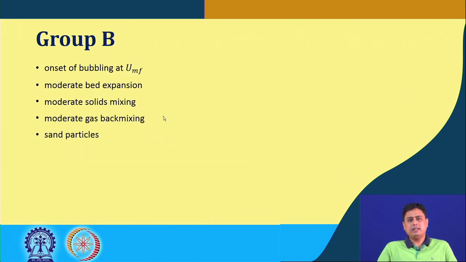In group B particles, at minimum fluidization velocity, we have onset of bubbling because there is no window for the non-bubbling fluidization. We have moderate bed expansion, relatively lesser than the group A particles, relatively lesser mixing of solids as well as lesser gas mixing than the group A particles. The example of this group B particles are, let us say, the sand particles, the building sand particles.